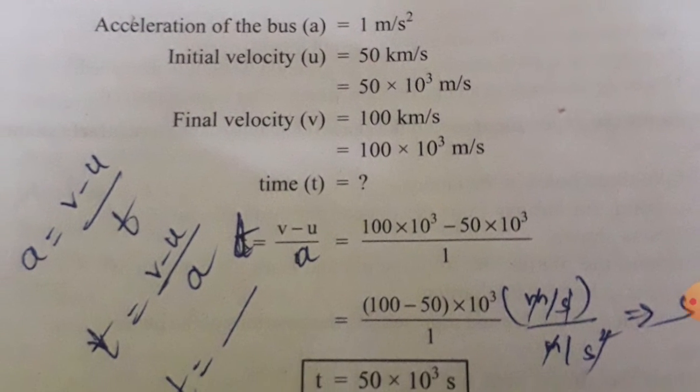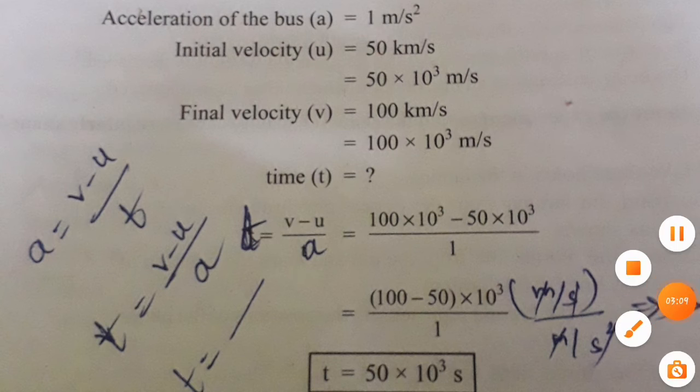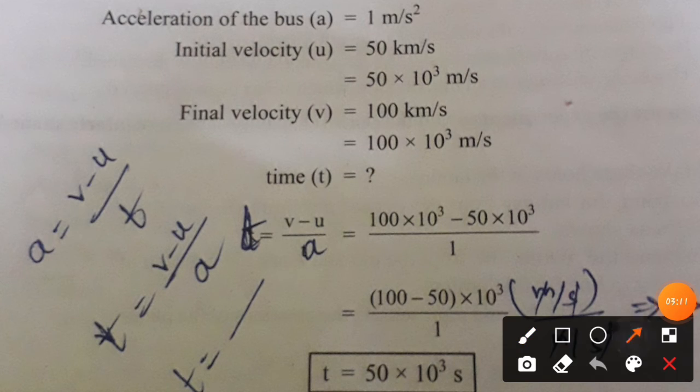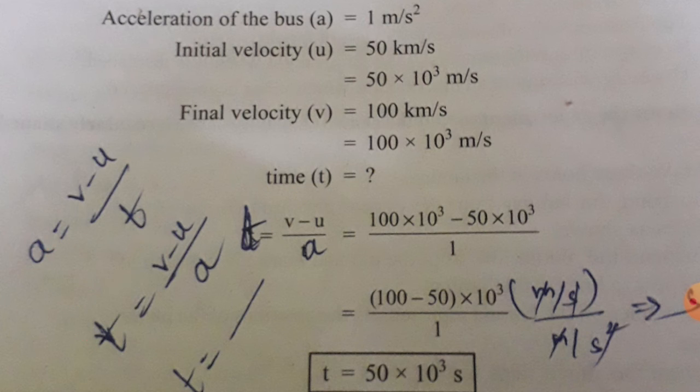The acceleration formula, children. See here. A is equal to (V minus U) divided by T. This is the formula. So you have to change the subject to T. Here A is on this side and T moves over. So T is equal to V minus U, cross multiplication, (V minus U) divided by A.